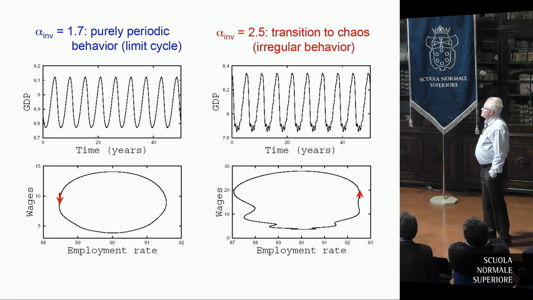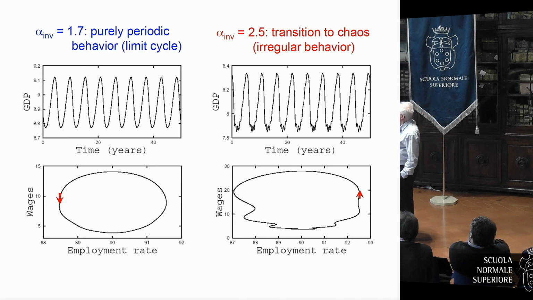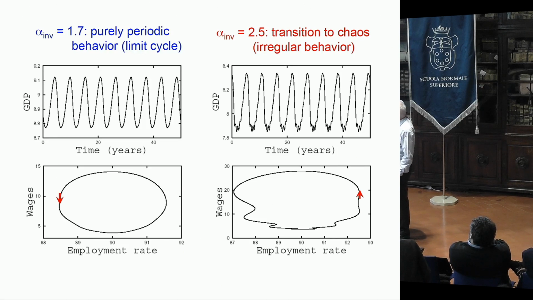And for different values of this parameter, you see here the purely periodic behavior. So this is GDP, and this is the projection onto the plane of employment rate and wages. So you see a nice ellipse.